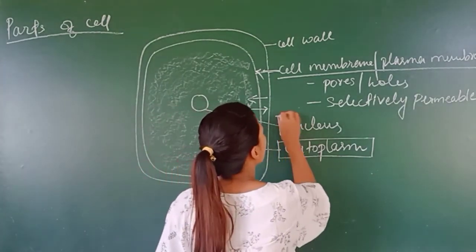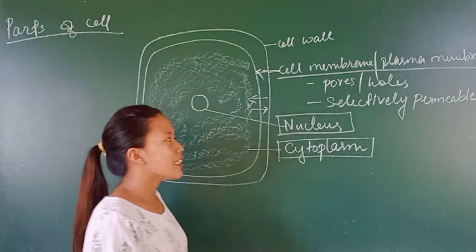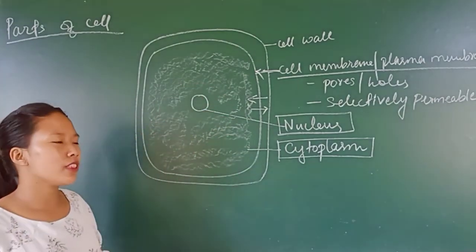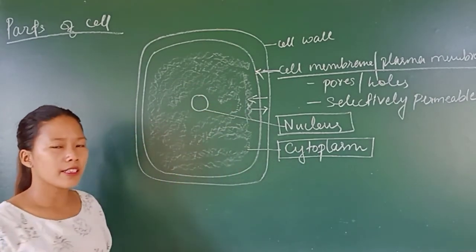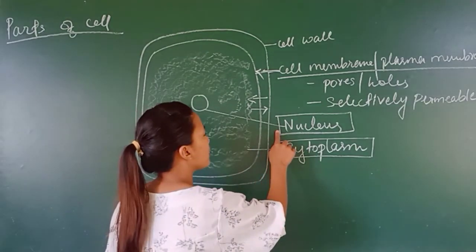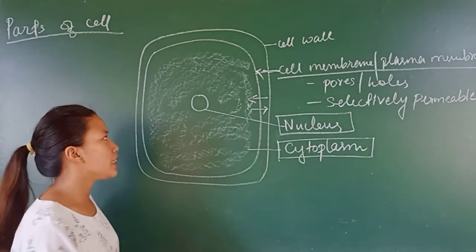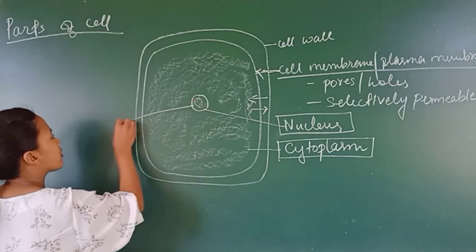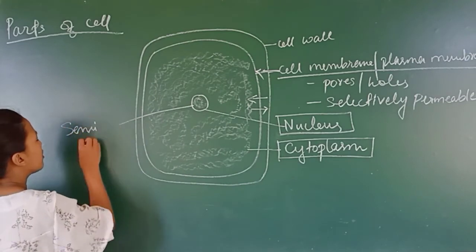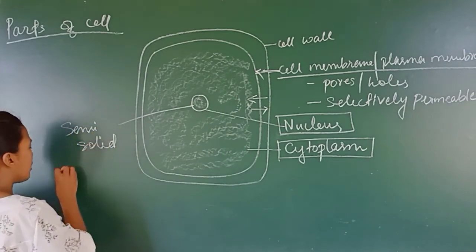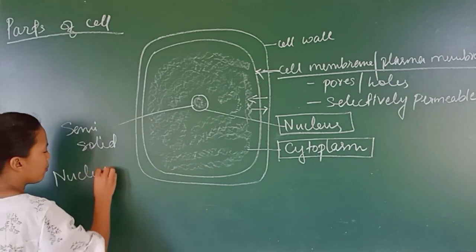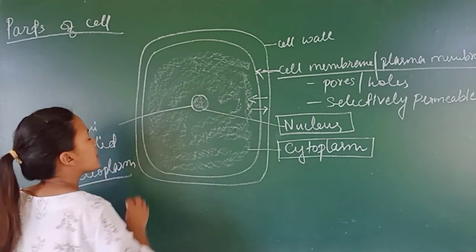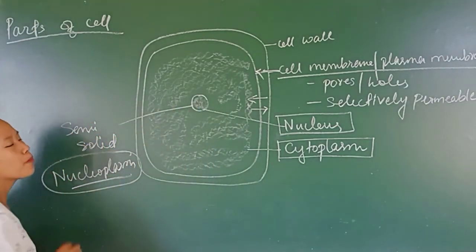Now next one is the nucleus. The nucleus is known as the brain of the cell. Why? Because it controls all the activities that take place inside the cell. The nucleus is filled with a semi-solid substance called nucleoplasm. So semi-solid material fills up the nucleus and is called nucleoplasm.